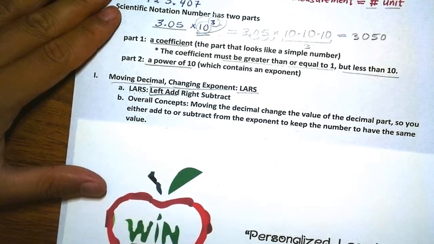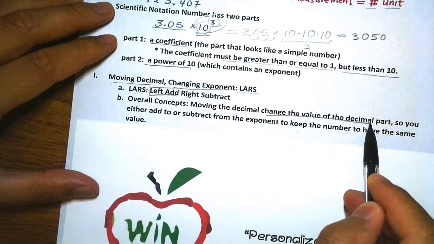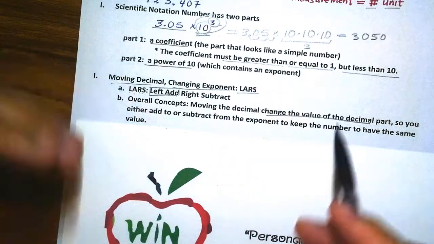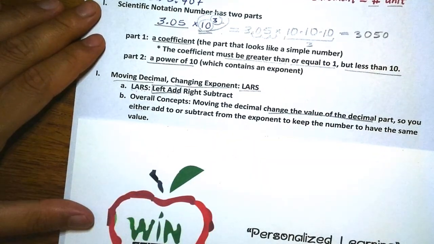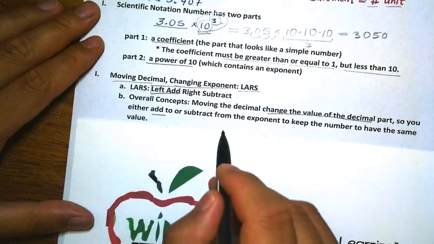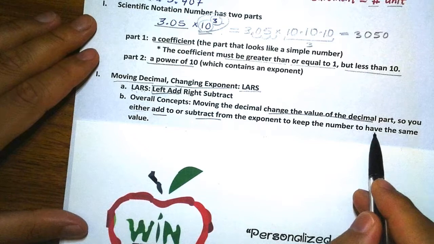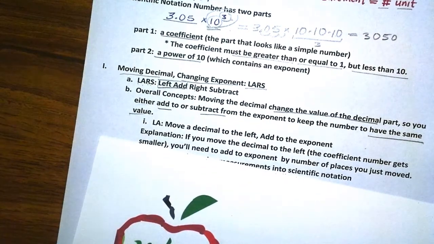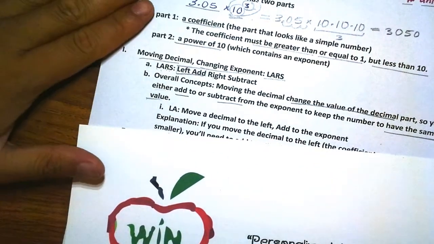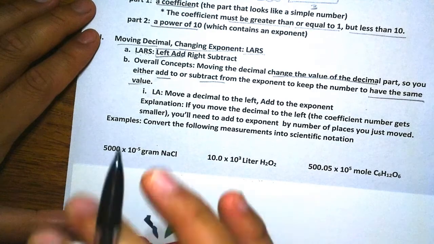So the concept again is when you move the decimal, you change the value of the decimal part, just like we did here, right? But you have to keep the value of the entire number the same, so you either add to or subtract from the exponent. That way, the value of the number stays the same. Now let's look at the first part, the LA part, which is move to the left, you add to the exponent. Let's do some examples with the LA part.